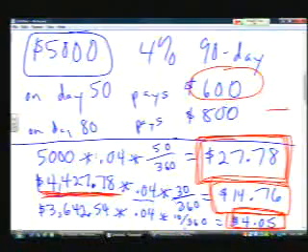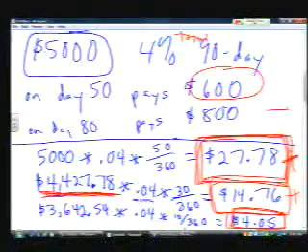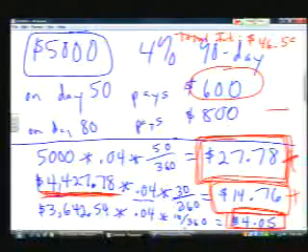All right. Now, when we add up all these amounts, the 27.78 plus the 14.76, add that plus the 4.05, notice you get $46.59. So the total interest was $46.59.